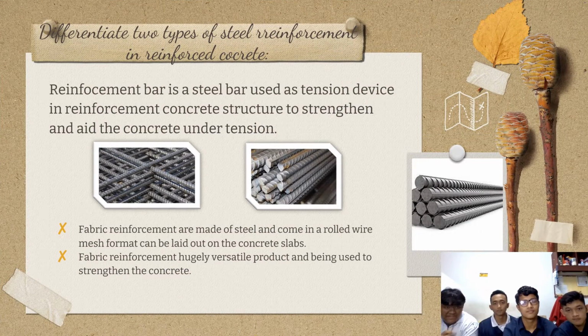Here are some differences between two types of steel reinforcement in reinforced concrete. Reinforcement bar is a steel bar used as a tension device in a reinforced concrete structure to strengthen and aid the concrete under tension. So here are some pictures of steel bar and fabric reinforcement. Fabric reinforcement is made of steel and comes in a raw wire mesh format, which can be laid out on the concrete slabs. Fabric reinforcement is a hugely versatile product and is used to strengthen the concrete.